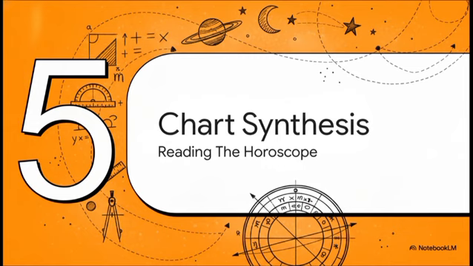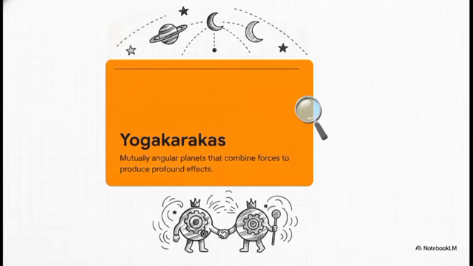Which perfectly sets us up for our final section. Section 5, synthesizing the horoscope. So when all that intense, intricate math we just went through aligns perfectly, something really special happens in the chart. We get what the texts call yogakarakas, or co-workers. As you can see defined here, these are 2 mutually angular planets that are endowed with specific dignities, like being in a state of exaltation, for example. When those precise mathematical angles lock in, these planets actually stop acting alone. They combine their forces to produce profound effects. They literally become a cosmic team working together.